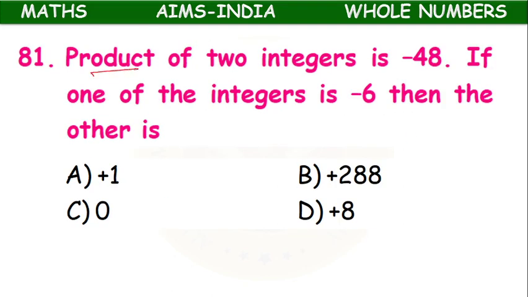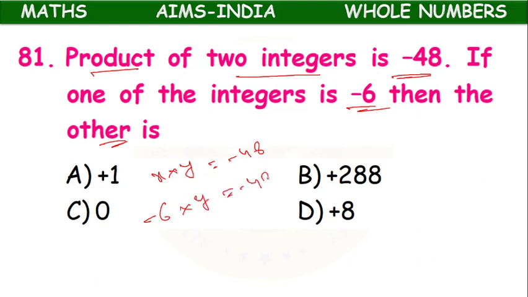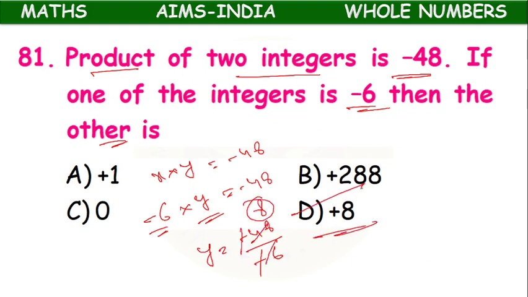Next, the product of two integers is minus 48. If one of them is minus 6, what is the other? Means x into y equals minus 48. If x value is given as minus 6, then what about y? y equals minus 48 by minus 6, minus cancels. 6 eights are 48. So the answer is plus 8. D option, plus 8.